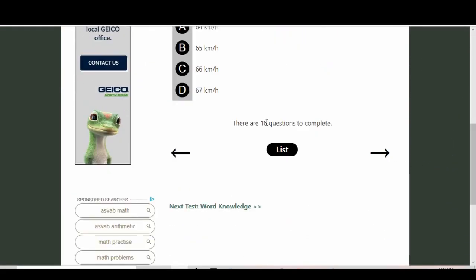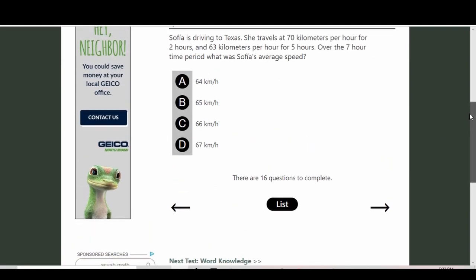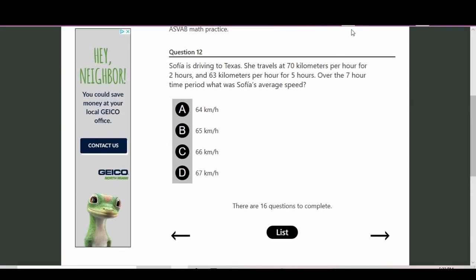Let's move on to question number 12. Question 12 says Sophia is driving to Texas. She travels at 70 kilometers per hour for 2 hours and 63 kilometers per hour for 5 hours. Over the 7-hour period, what was Sophia's average speed?